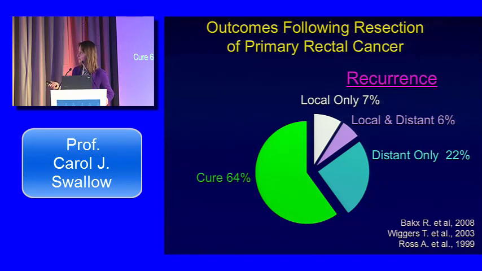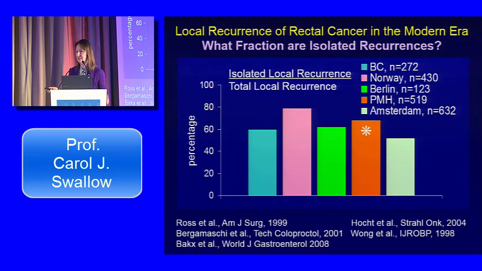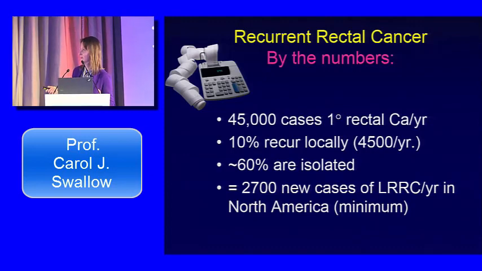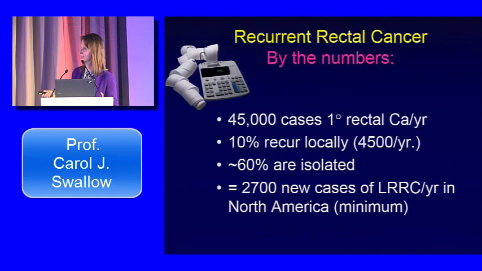Once someone's had a curative resection for their primary rectal cancer, this is their fate on average, and this is in several population-based series: 64% will be cured, and about 12 to 13% will have local failure, some with distant failure synchronously. What is the percentage that has isolated local recurrence and therefore would conventionally be qualified for a curative approach? It's somewhere in the neighborhood of 60% of those with a local failure will have local failure only, without distant metastases. So if we make a conservative estimate in North America, 45,000 cases of primary rectal cancer per year, 10% recur locally, 60% isolated, that's quite a significant number of people with locally recurrent rectal cancer that is isolated.